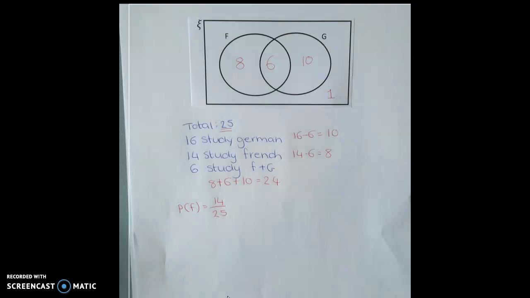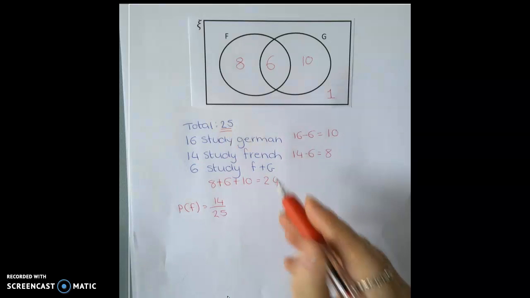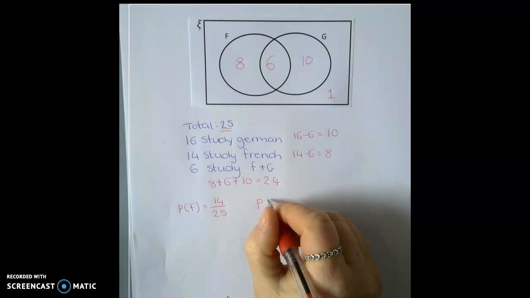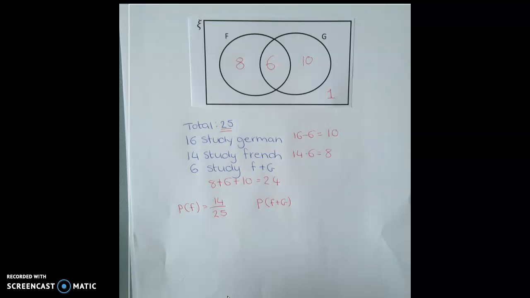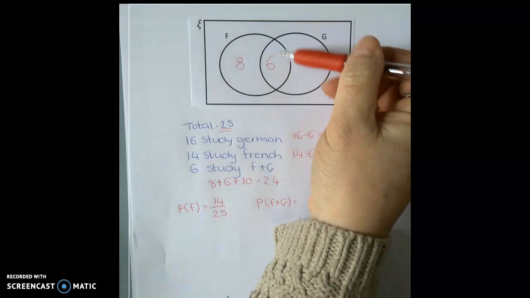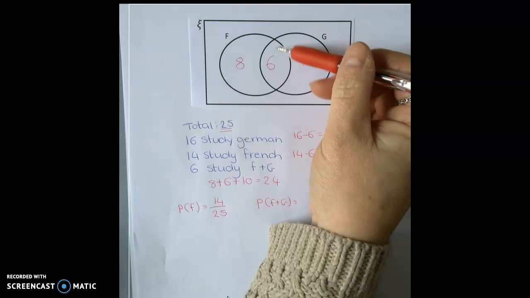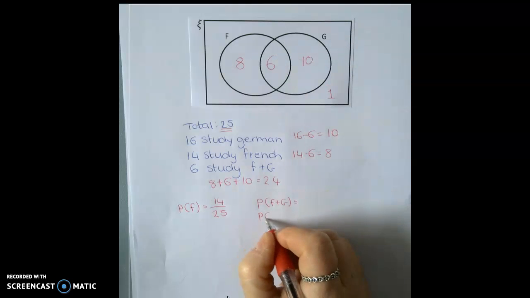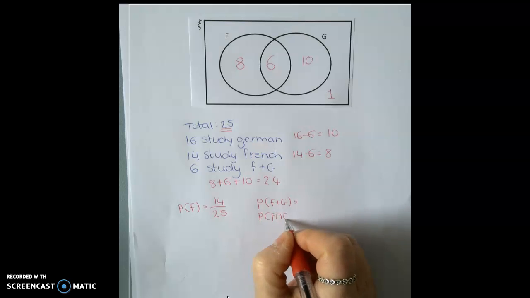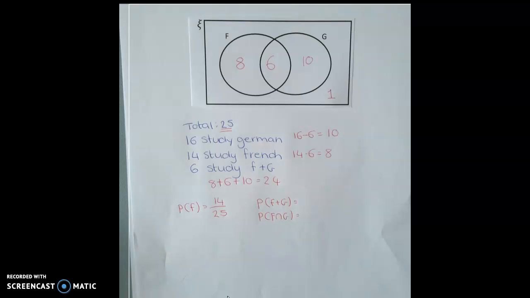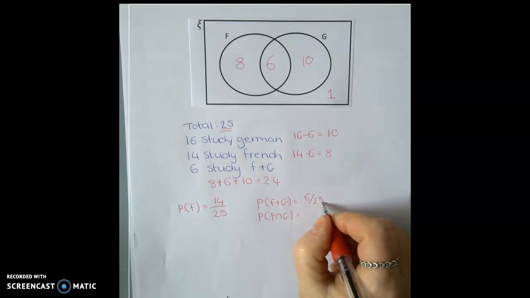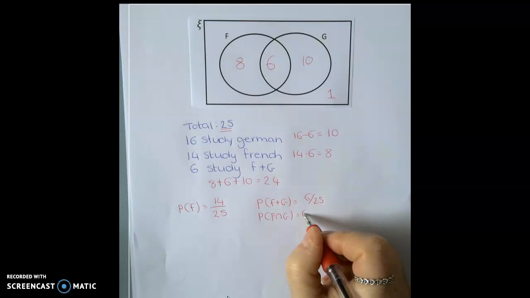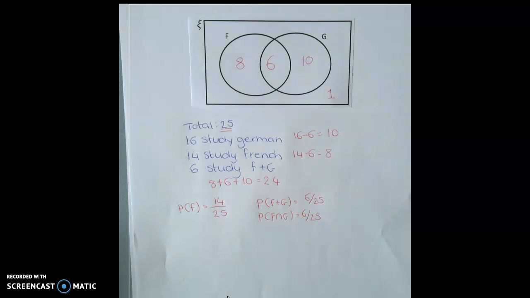The next question says, what's the probability that they study French and German? That's really quite straightforward to see from our Venn diagram. So the probability they study French and German would be the intersection here. Okay, so that can also be written as French and German using the proper notation. So that would be 6 out of 25, because there are 6 students who study both French and German. So that's 6 out of 25.